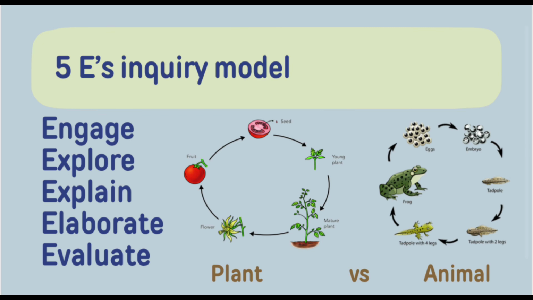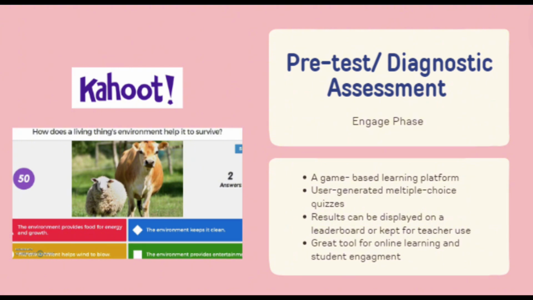The learning sequence will commence with students completing a Kahoot quiz to assess their prior knowledge about animal and plant life cycles, as well as their roles within habitats and the food chain. This information will help identify what students already know and what needs further development or attention before the unit begins.